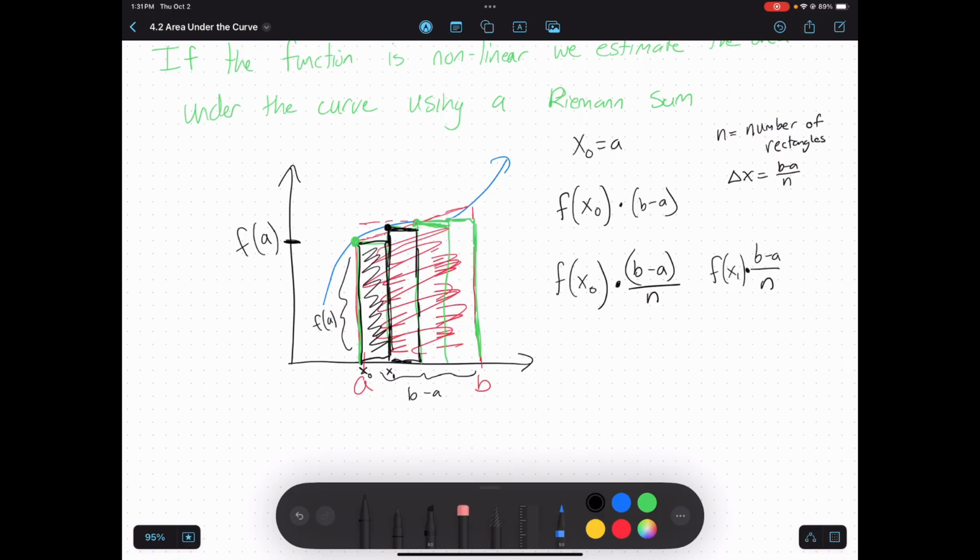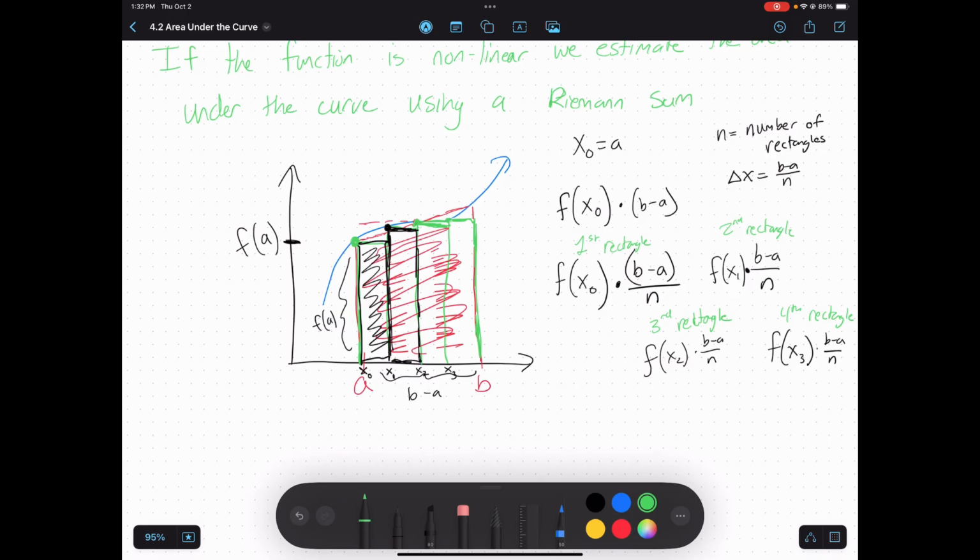second rectangle. For my third rectangle, I'd use a new x value. And then for my fourth rectangle, I'd use another x value. So for each of my new rectangles, I'm using a different x value as my reference point to figure out the height of that rectangle. Remember, that's what's making it more accurate: I'm using more reference points. But once I find all of the areas of these rectangles, what do I do with them?